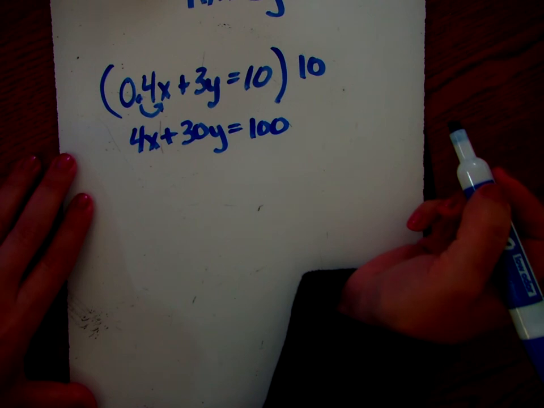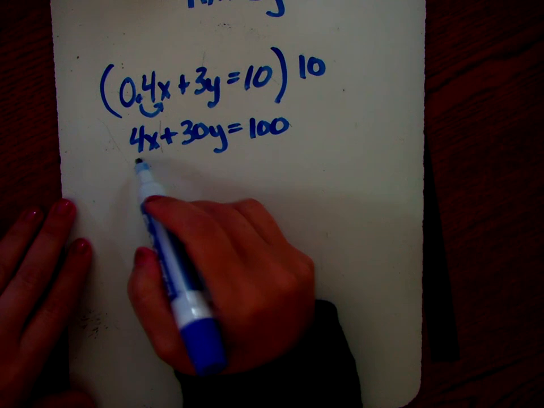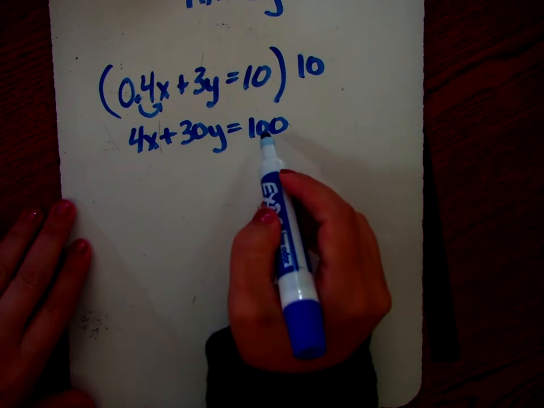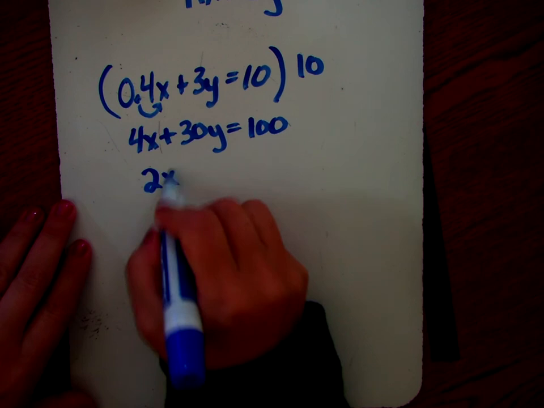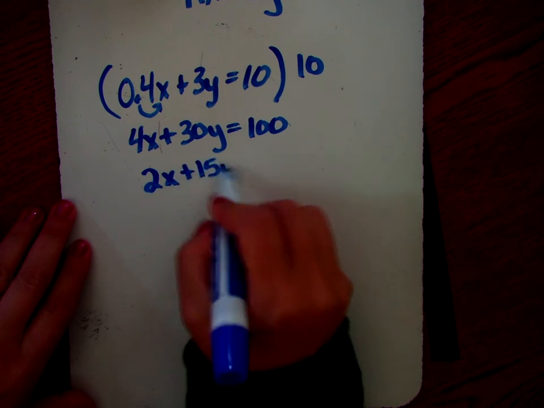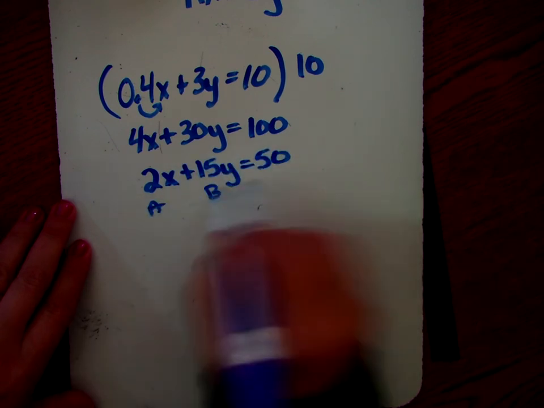Okay? And at the very end, you always want to say, can I simplify any further? I see a 4, a 30, and a 100. I can divide each of those by 2. So I get 2x plus 15y equals 50. Here is your A, your B, and your C.